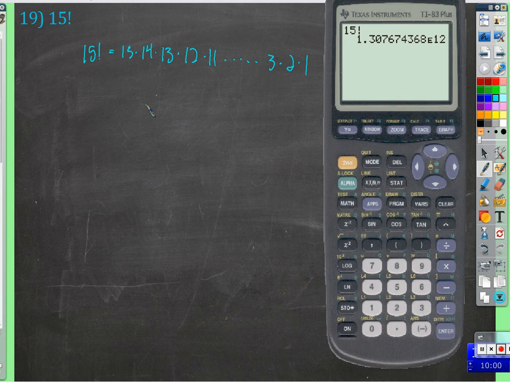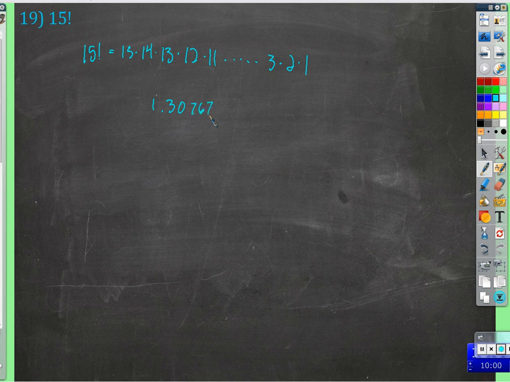So this is 1.30767 times 10 to the 12th. If we multiply by 10 to the 12th, we're multiplying it by 1 with 12 zeros. And if you remember the trick, multiply by 10, you move the decimal over 1. Multiply by 100, move it over 2. Multiply by 1,000, move it over 3. So multiply by 1 with 12 zeros, move the decimal place over 12. So we've got 1, 2, 3, 4, 5, 6, 7, 8, 9, 10, 11, 12 places. So 15 factorial is in the thousands, millions, billions, trillions. It's over 1.3 trillion.